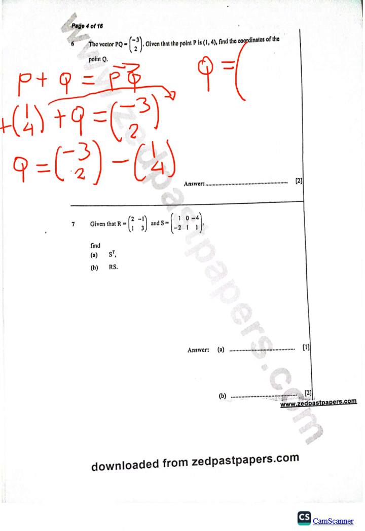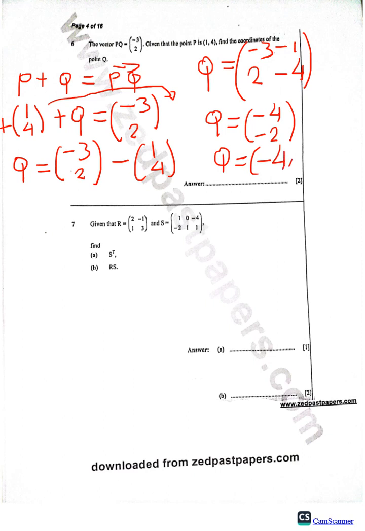So we can see that we have negative 3 minus 1. Then here we are going to say 2 minus 4. Then our final answer here, we are going negative 3 minus 1 is negative 4. 2 minus 4 is negative 2. So in coordinate form, this will be negative 4, negative 2. So we were using column form. Let's move on to question 7.